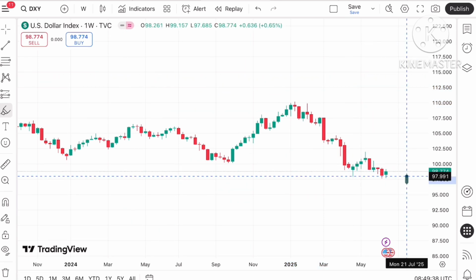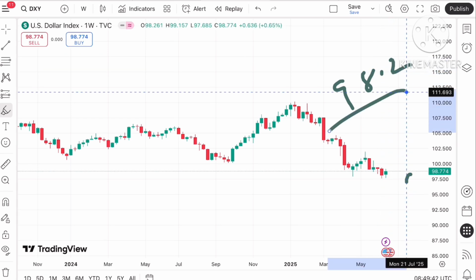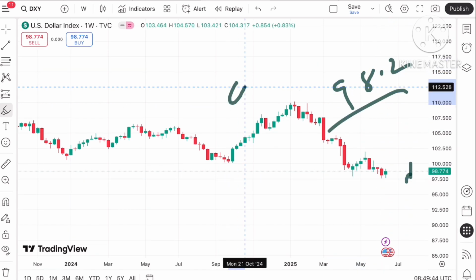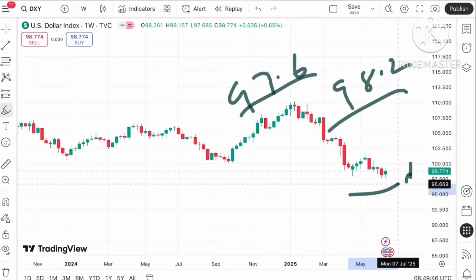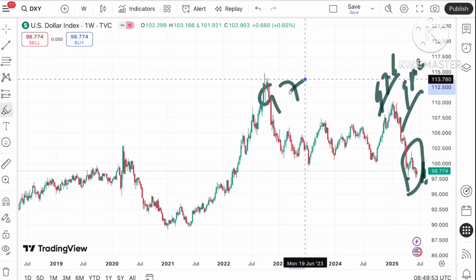But if the price doesn't sustain, it can come down again towards a level of $98.2, and from there a further fall towards 97.6, and then there will be a zone breakout, so we can see it go down towards a level of around $97.